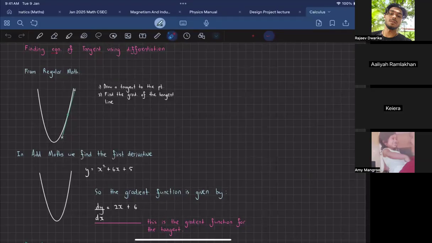Kiera, when we differentiate, are we finding the gradient of the normal or the tangent? The tangent, yes, the tangent. That's correct. So I would like you all to copy down everything you see on the screen here.